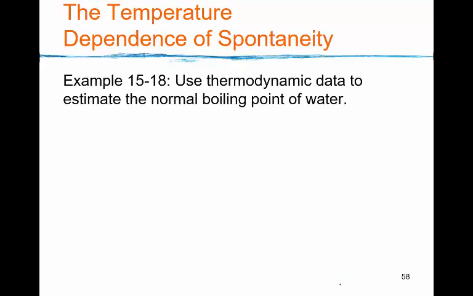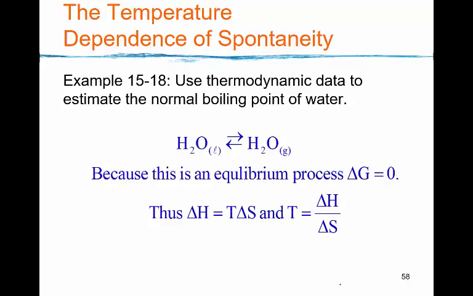Now, here's just an interesting way to do this. We can actually estimate the boiling point of water, the normal boiling point of water, with thermodynamic data, okay? Because we know that water going from a liquid to a gas is going to be in equilibrium, right? Because water is with itself. Okay, and because it's in equilibrium, whenever it is, we know that delta G is equal to 0. So that allows us to say that T is equal to delta H divided by delta S.